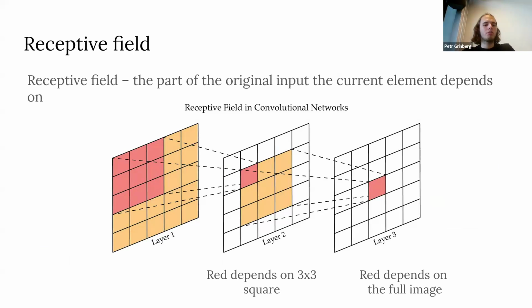Yeah, another concept here is called receptive field. So receptive field is the part of the original input the current element depends on. So if you look here at this red square, if you have filter 3 by 3, your result here depends on these elements from the original input. And this one on layer 3 depends on these 3 by 3 square, sorry. And if you look carefully, you will notice that actually the result from layer 3 depends on the whole input image. So receptive field for this element is the whole input.